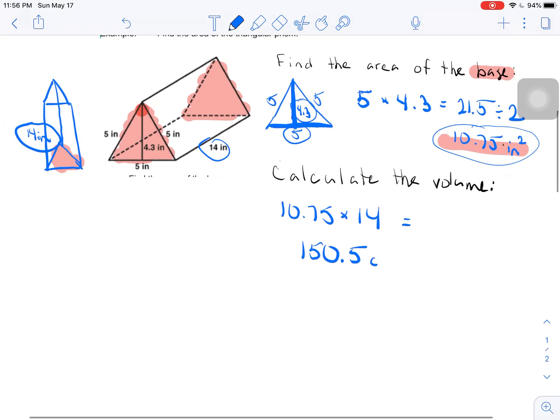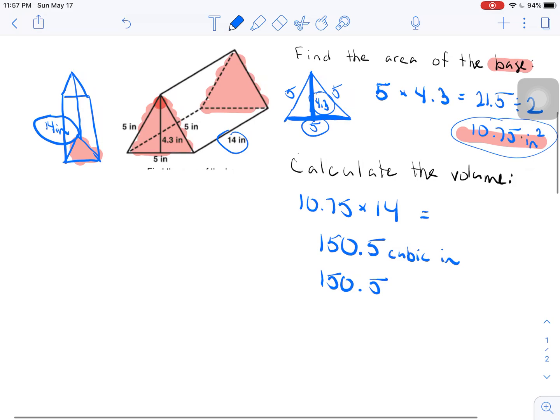So we could correctly label volume units two different ways. We could say 150.5 cubic inches, you could write it out, or you could also say 150.5, if you want to use the abbreviation or the shorter way of writing cubic inches, inches cubed, with a little to the power of 3 there. So either of those are correct labels.